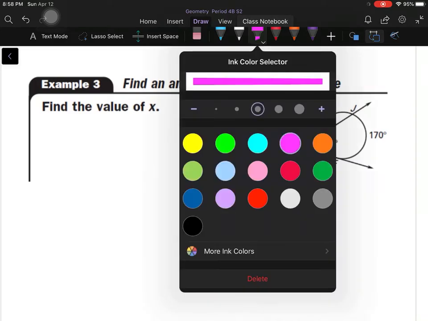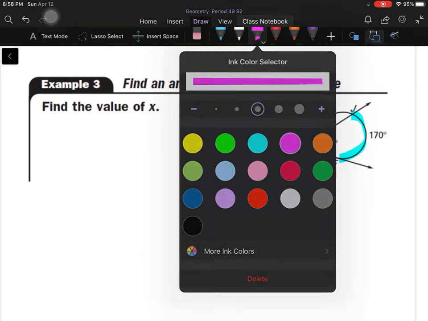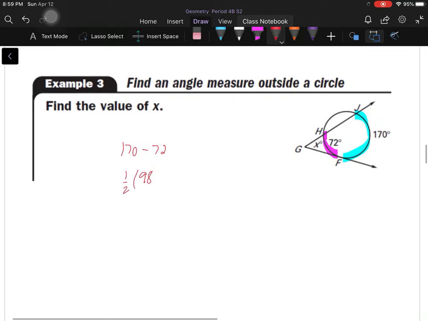First thing I like to do is I like to highlight. So I have the arcs that are intercepted as this one here, and this one here. So we're going to look at, does that angle land in, on, or out? The angle is on the outside, so that tells me that it's a subtraction problem. So 170 minus 72, that's going to be 98. And I'm going to take half of that, and that equals 48 degrees.